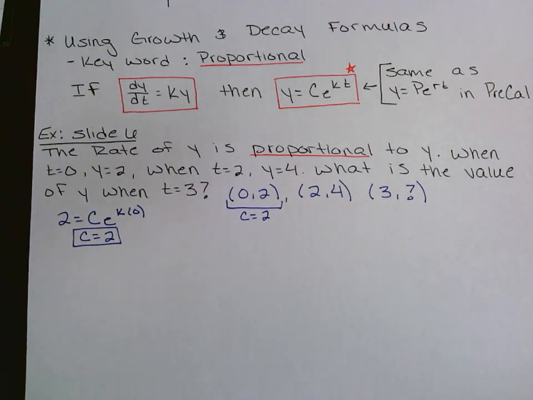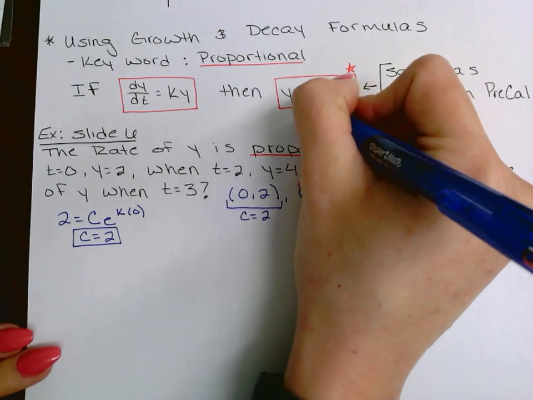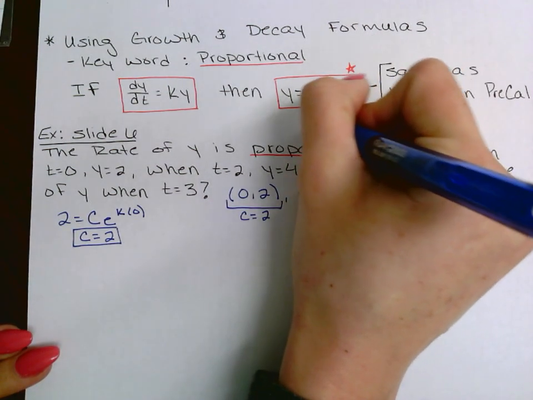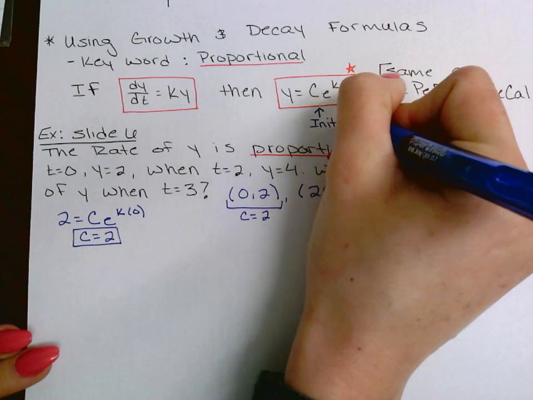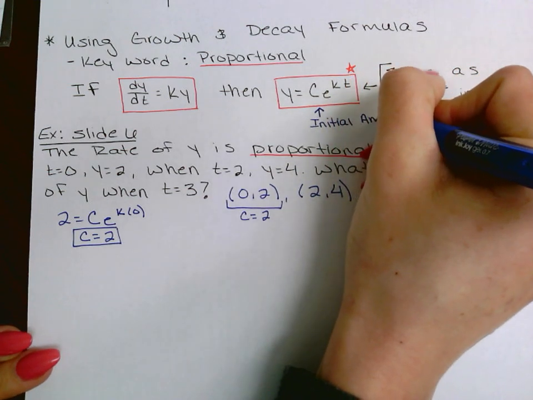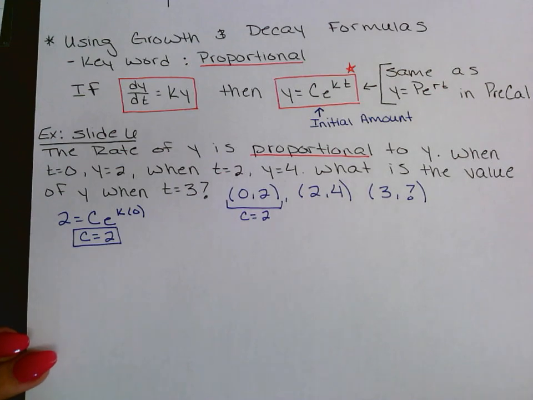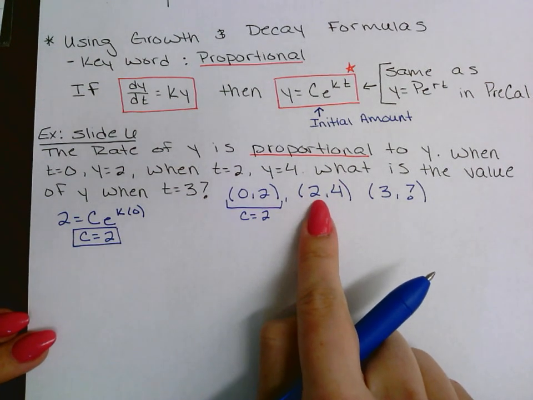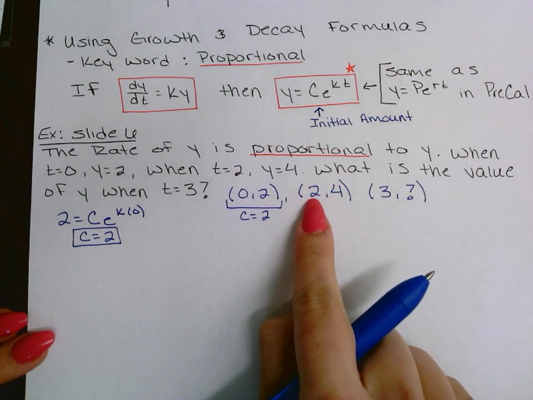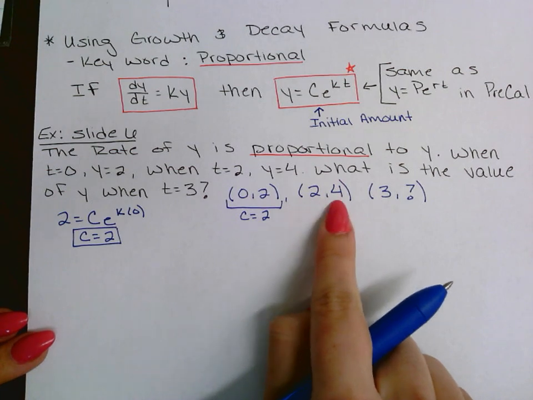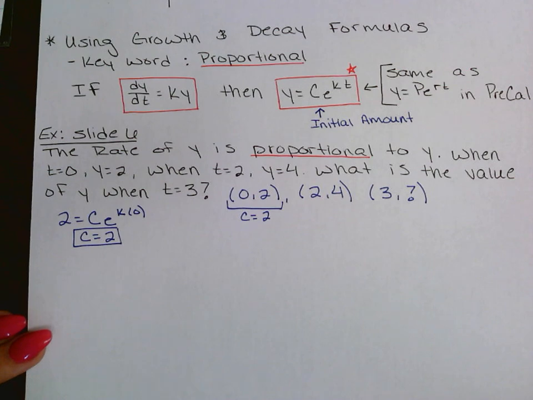So we could even make ourselves a side note, if you want, next to your formula that says initial amount. Okay? All right, so now that I know what C is, I can plug C into the formula. So when I go to plug in this next ordered pair, not only do I know T, which they're giving me as 2, not only do I know Y, which they're giving me as 4, but I've already solved for C.